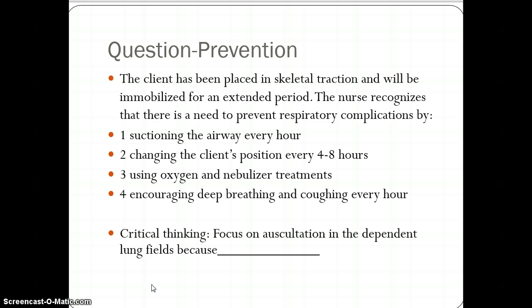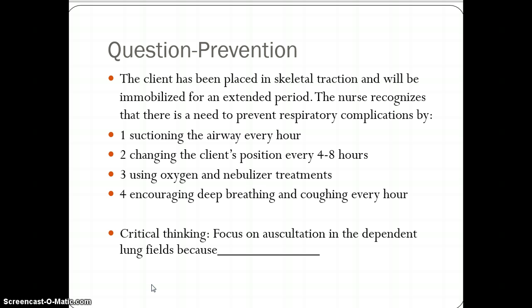When we look at the stem of this question, the client has been placed in skeletal traction and will be immobilized for an extended period. The nurse recognizes that there is a need to prevent respiratory complications by. So what the stem is really asking is extended period, meaning long-term immobilization, and we're looking specifically at respiratory complications. The answer is number 4, encouraging deep breathing and coughing every hour.